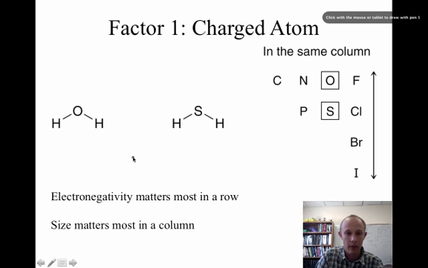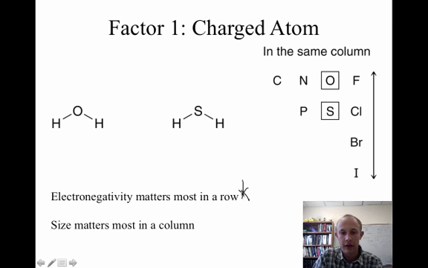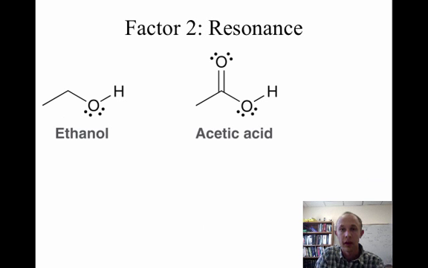So you want to remember that electronegativity is the most important in a row. So if you're comparing two charged atoms in a row, you want to think about electronegativity. Size matters the most in the column, right? So if you're comparing two charged atoms in a column, you want to look at size. I'm not going to ever make you compare two atoms that are in different rows and columns, so don't worry about that. Okay, so now let's look at factor 2.